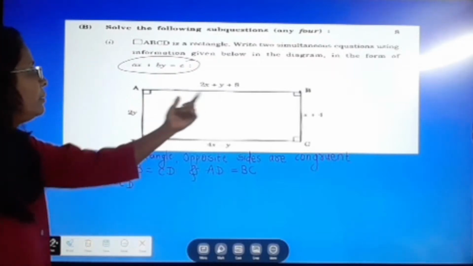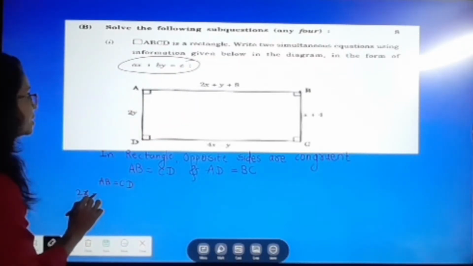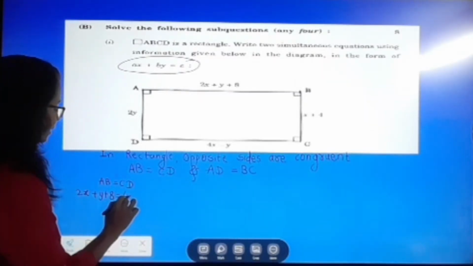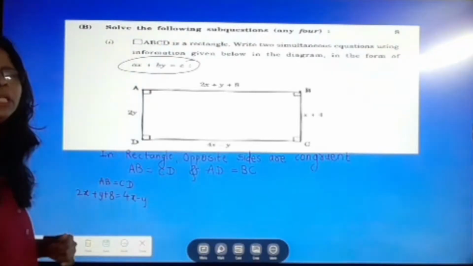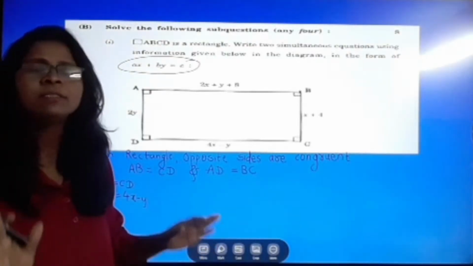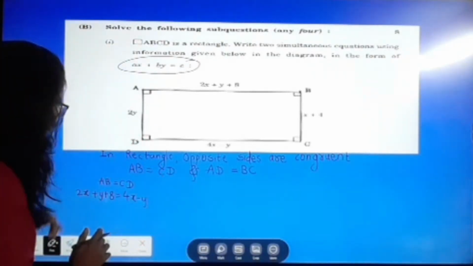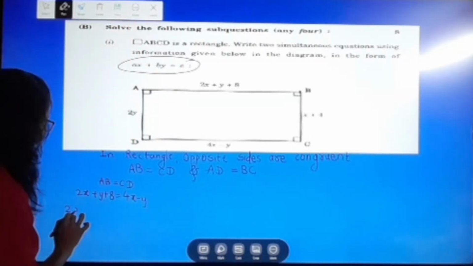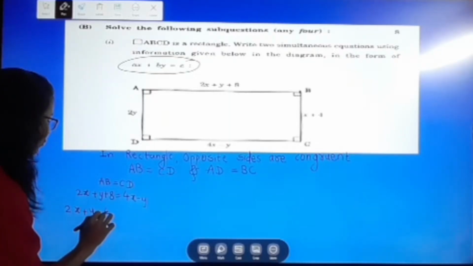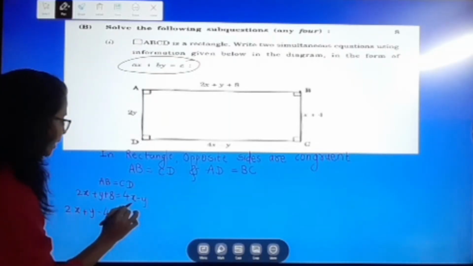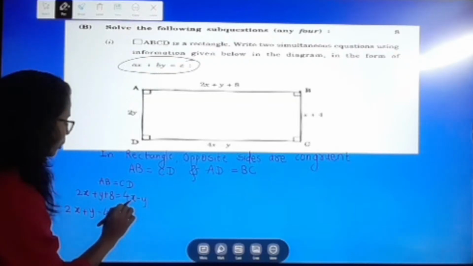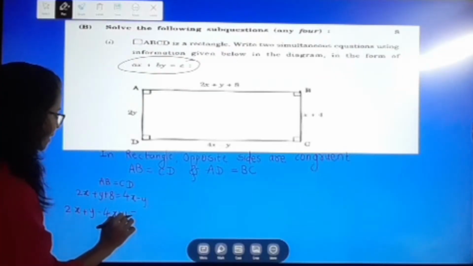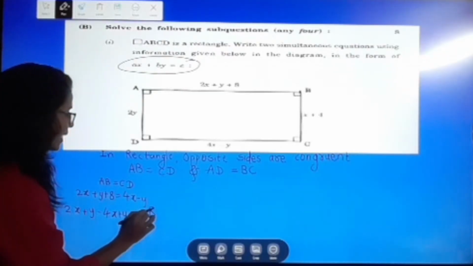So the length AB is 2x plus y plus 8, and the length of CD is 4x minus y. So you have to solve this example in a simplified way. So the simplest form: 2x plus y minus 4x plus y. I shift these two: positive 4x means minus 4x, minus y means plus y, and positive 8 means negative 8.